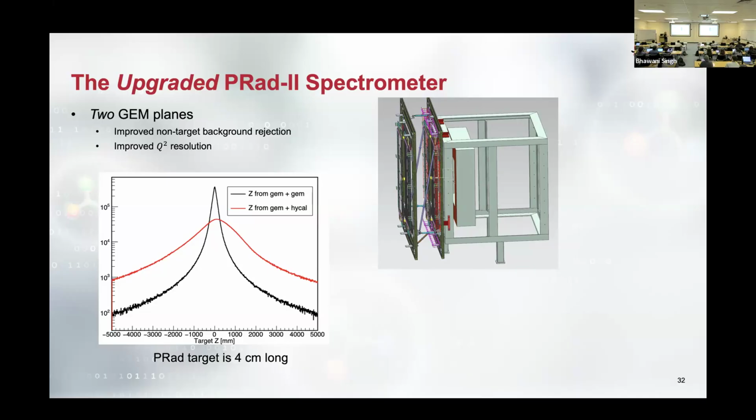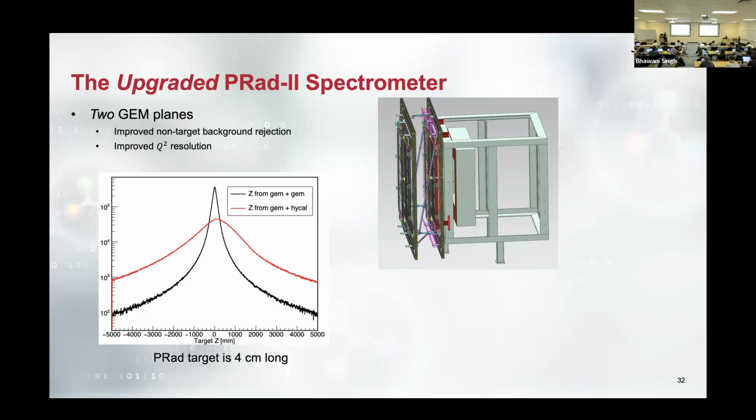It also gives you improved Q squared resolution. Q squared, as we showed before, is 4 times E prime times sine squared theta over 2. You need that angle very well measured. You need the energy well measured too, but if we're thinking about the angle, for measuring the angle with PRAD1, you have your GEM plane and you have your calorimeter. Those two are very close together. You don't have a whole lot of lever arm.